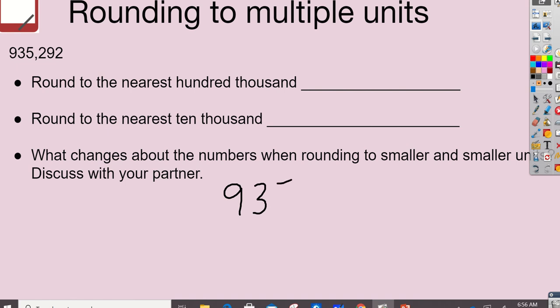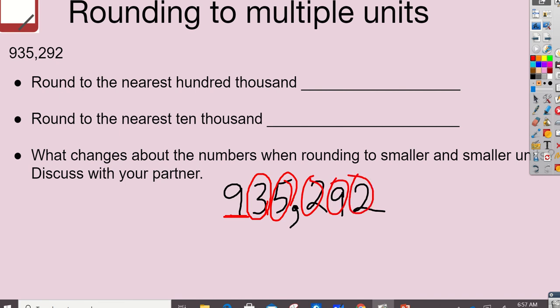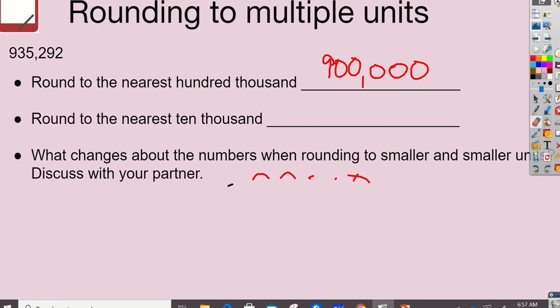So 935,292. If we're rounding to the nearest 100,000, the digit in the 100,000 place is the digit 9. The digit next door is 3. 3 would be going up or down on a roller coaster? Well, 3 is going down on a roller coaster. So that means the other numbers would be going down as well, making this number rounded to the nearest 100,000, 900,000.